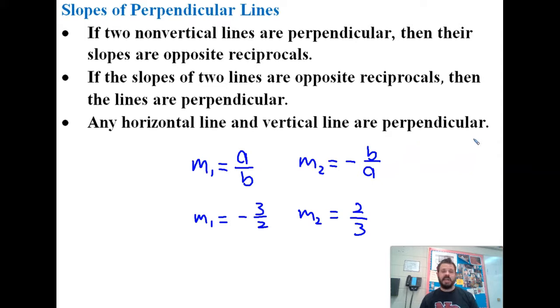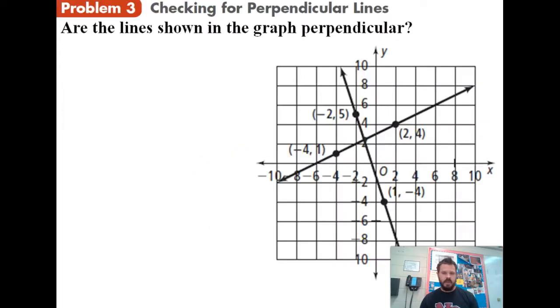Also, we could say that any horizontal line and vertical line are perpendicular. We can think of the zero slope and the undefined slope kind of like the opposite reciprocals of each other. So any vertical and horizontal line we'll say are perpendicular. So first thing we'll do with that is looking at determining whether or not two lines are perpendicular. So again, just like we did with parallel lines, are the lines shown on the graph perpendicular? And again, I'm going to give you a picture where you can't tell just by looking at it. You've got to do the calculation.